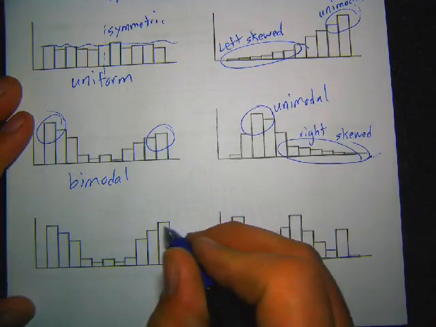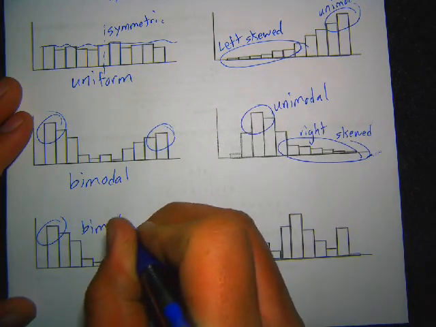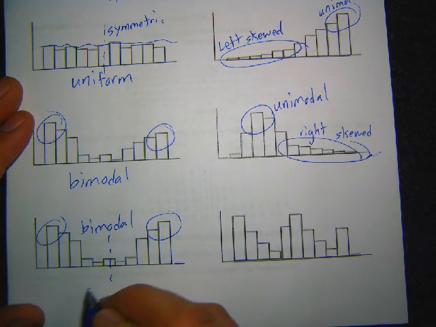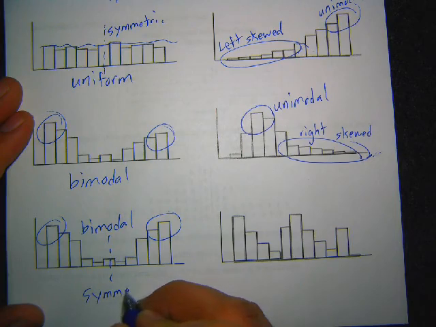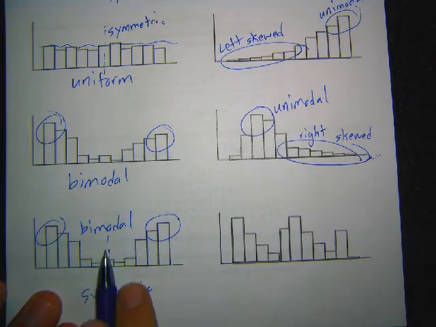Down here, this one has two peaks. This is definitely bimodal. You could argue this one as symmetric. If you draw a dotted line right here, you could probably argue this is symmetric. Again, we don't really worry as much about symmetry with bimodal. This one's pretty clear that these two peaks match, so I would argue that one's symmetric.